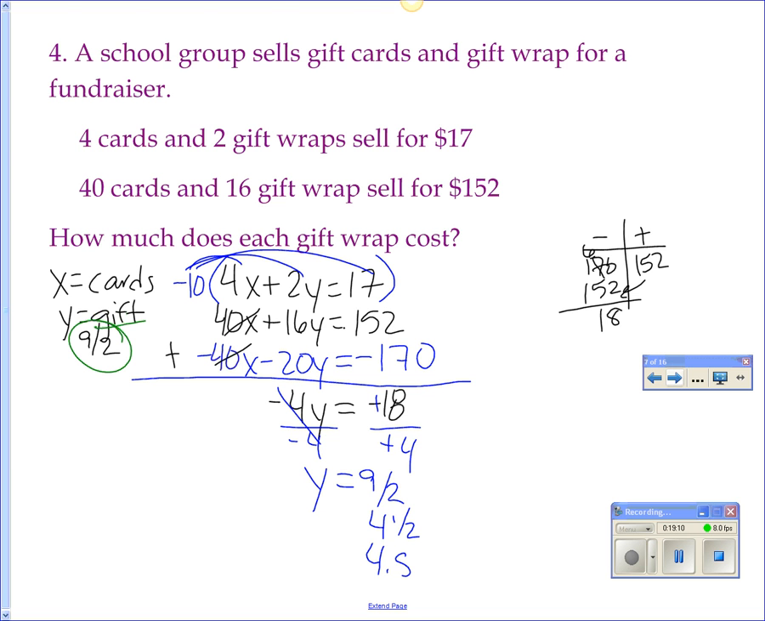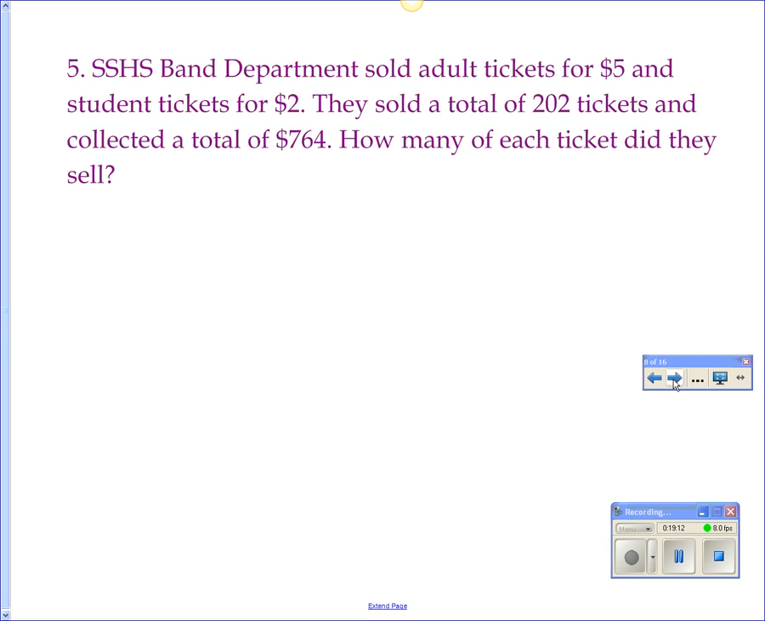Okay. All right, number 5, South Stokes High School Band Department sold adult tickets for $5 and student tickets for $2. They sold a total of 202 tickets, and they collected a total of $764. How many of each ticket did they sell? Okay, so this one's a little different. We still start out doing X and Y. All right, Elijah, what do you think X and Y are going to be?